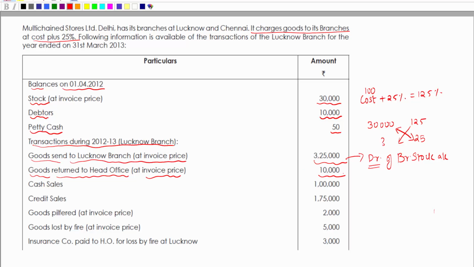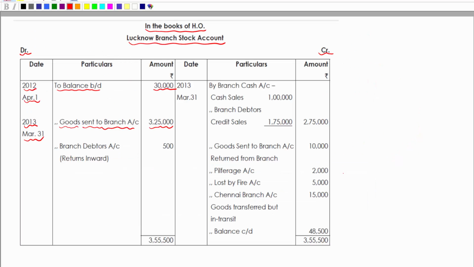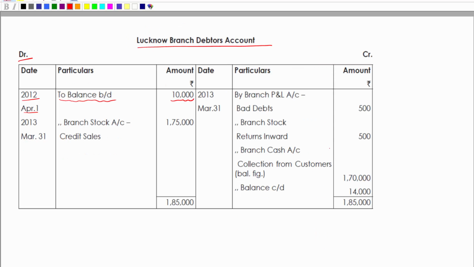Going back to the question, we have goods returned to head office at invoice price. Value is 10,000. So in your branch stock account, you already have a debit for goods sent to branch. Now there is a return. So we'll say by goods sent to branch 10,000. Now there is a profit element on this 10,000 that has to be reversed, right? So let's go to branch stock adjustment account and we'll debit the account.